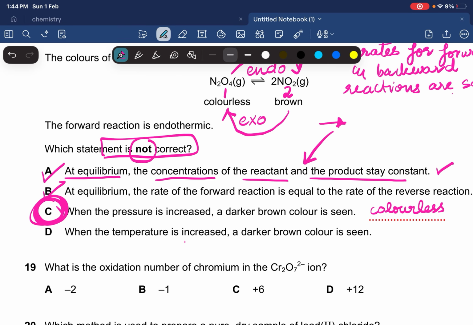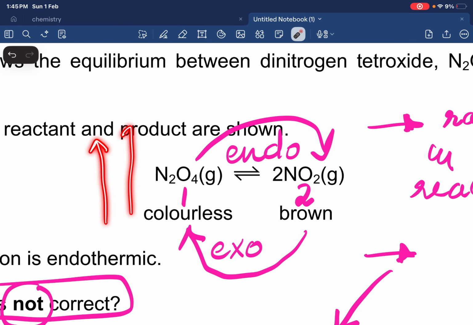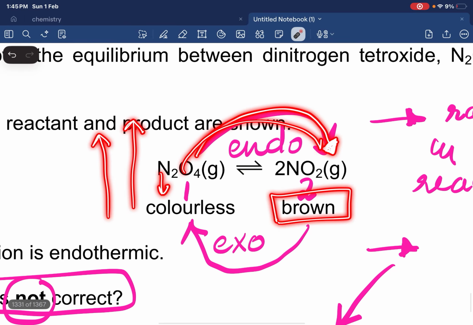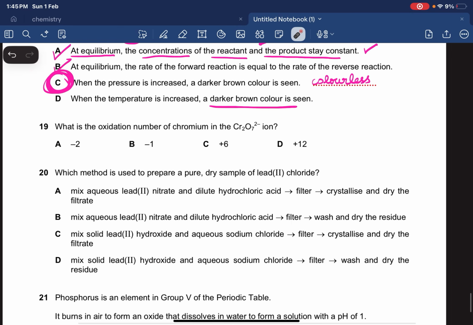darker brown. When the temperature is increased, a darker brown color is seen. Yeah, that's going to be correct because when you increase temperature, the equilibrium is going to try to decrease it, and to decrease it, it's going to do the endothermic reaction because endothermic reactions absorb heat energy. And when it does the endothermic reaction, you're going to see a more brown color. Why a more brown color? Because you're going forward to do the endothermic reaction. So it's going to turn darker brown, right?